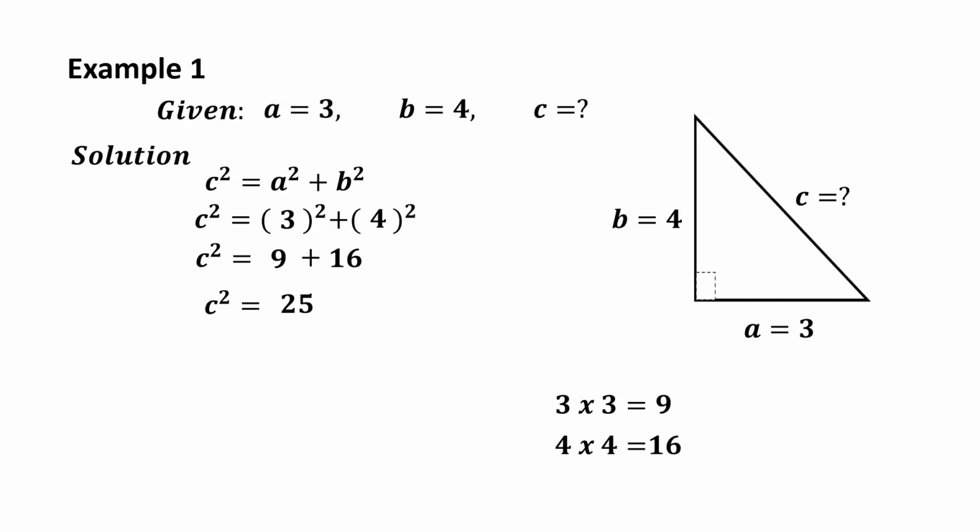Since our target is to find the value of c, we need to remove the square on c by extracting the square root of both sides of the equation. You can now cancel the square and the radical. So, we have c is equal to the square root of 25, which is 5. As easy as that. So, the value or length of the hypotenuse is equal to 5 units.